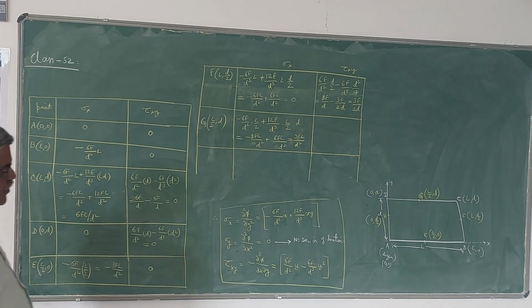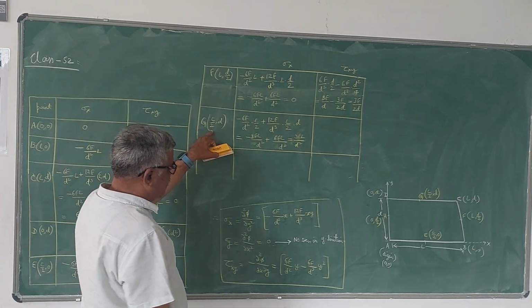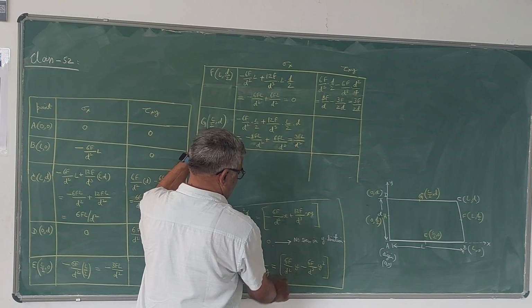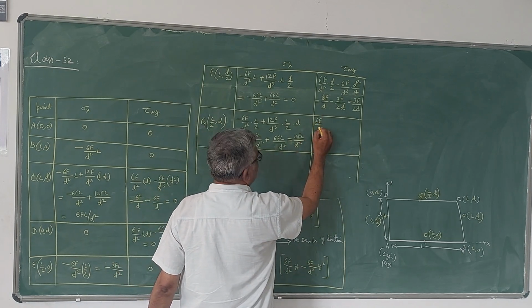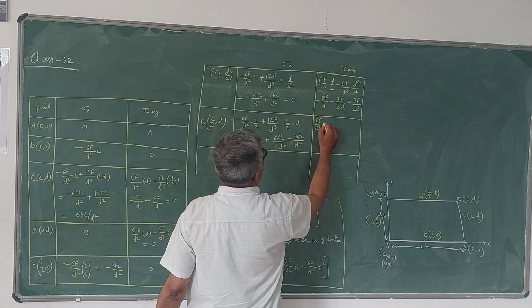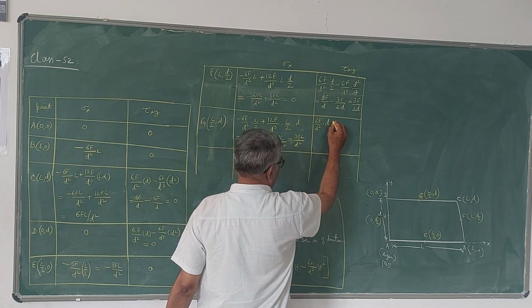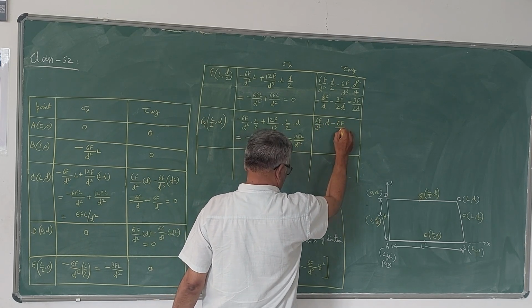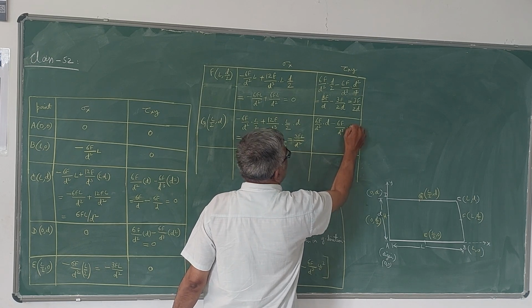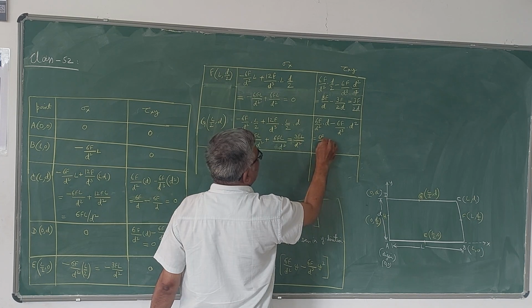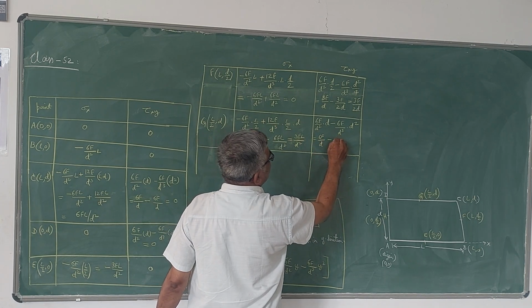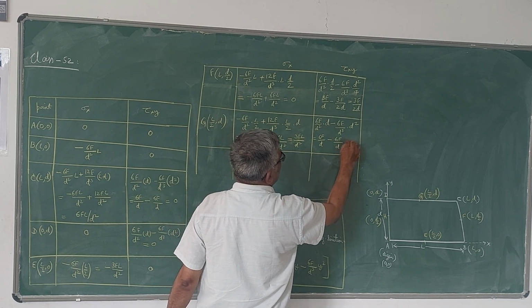Next, tau xy. Put x is equal to L by 2, y is equal to d. So there is no x term, only y term. 6f by d square into d minus 6f by d cube into d square. Here we get 6f by d minus 6f by d, which is 0.